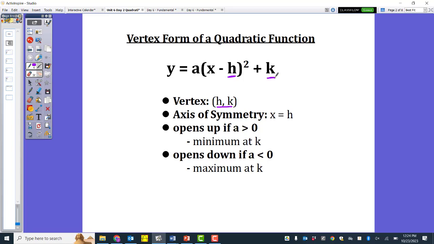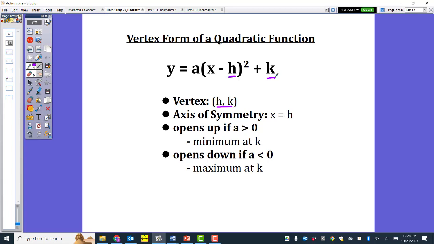The big thing to notice is this is x minus h, so that means you have to look at the sign and be very careful with the sign for these. Axis of symmetry is just the h value there. And then we talked about this on Friday, but if a is positive, it's going to be opening up, meaning a minimum value, and if it's negative, it's opening down, which means a maximum value.